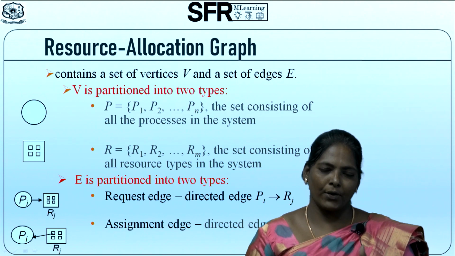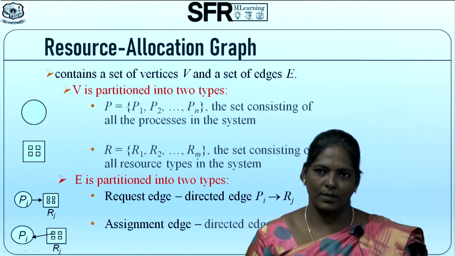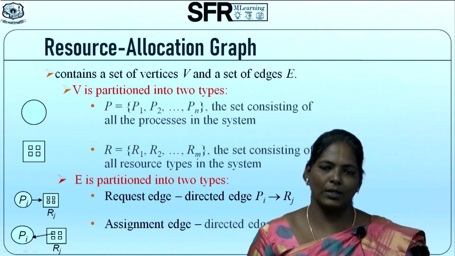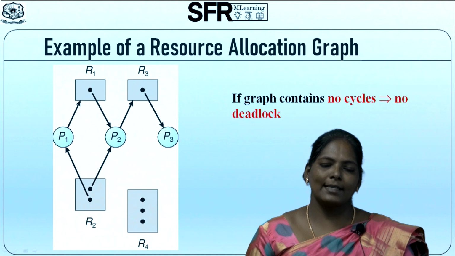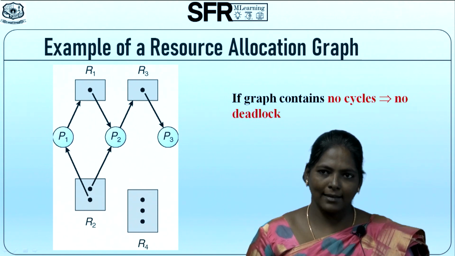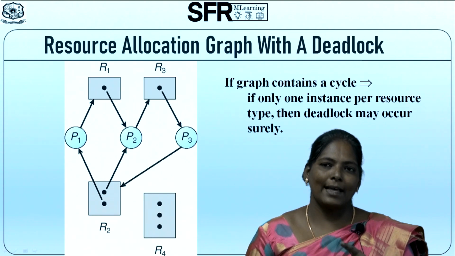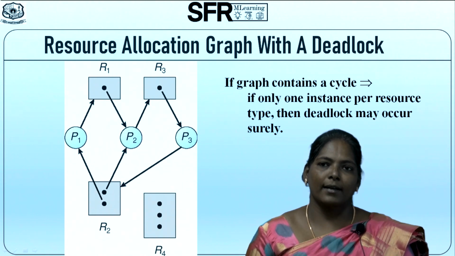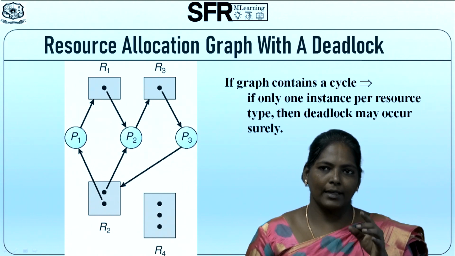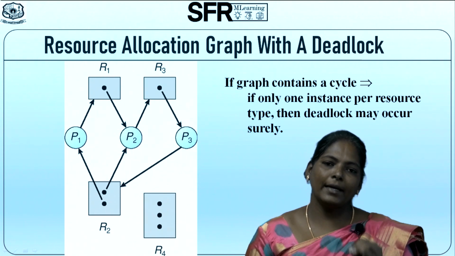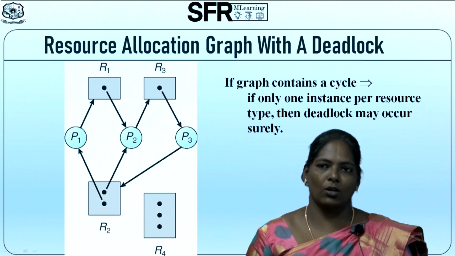Request edge means a process is requesting for a resource. Assignment edge means that particular instance of the resource is assigned to the process. So this is an example of a resource allocation graph. Here if there is no cycle in the graph, then there is no deadlock. But see this image, there is a cycle between P1, P2 and R1 and R2, right. So if it involves a cycle, then a deadlock may occur, surely there may be a deadlock situation.